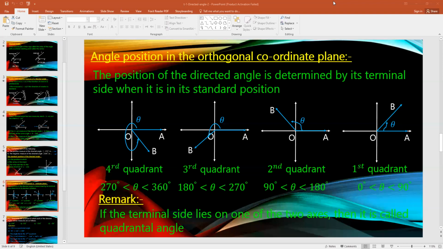What is the meaning of an equivalent angle? I have many equivalent angles of any angle by adding or subtracting n times 360, where n belongs to Z.